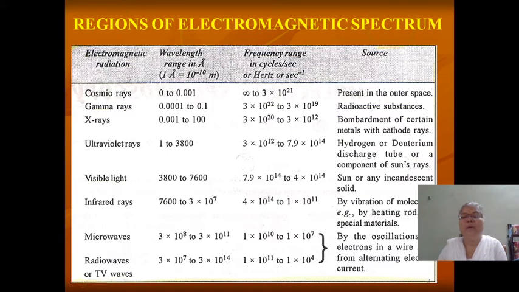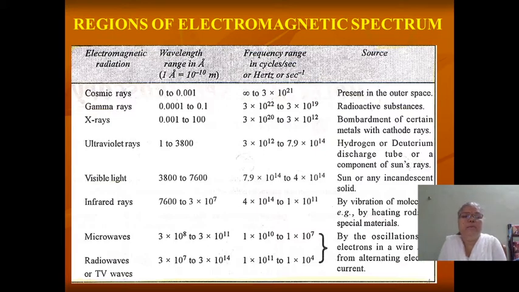And we have X-rays; we generate X-rays by the bombardment of certain metal with cathode rays. Next, the electromagnetic radiation called ultraviolet rays. Their wavelength lies between 1 to 3800 angstrom units, and the frequency lies between 3 × 10^12 to 7.9 × 10^14. And the source of ultraviolet rays is the hydrogen or deuterium discharge tube or a component of the sun's rays.